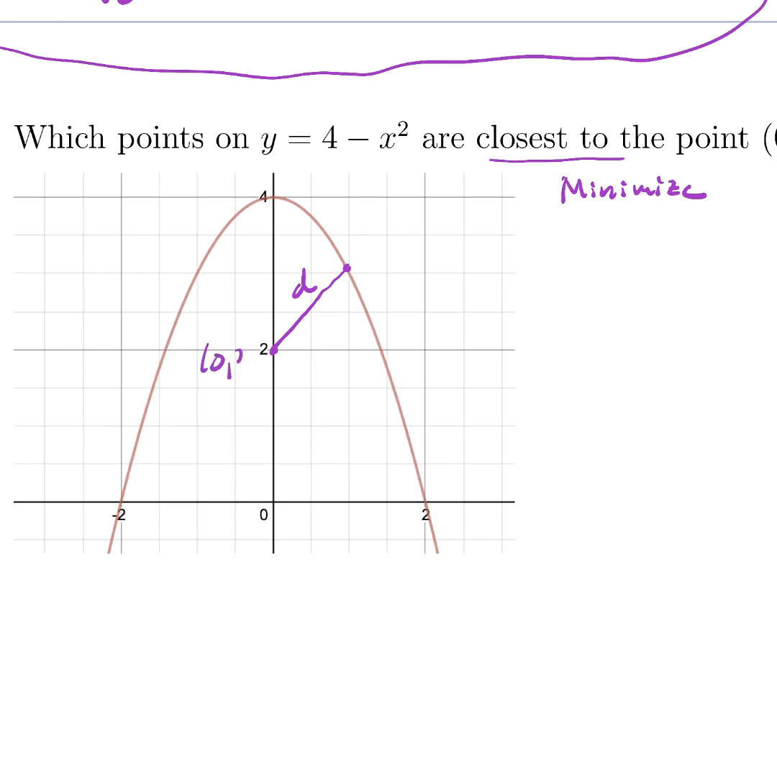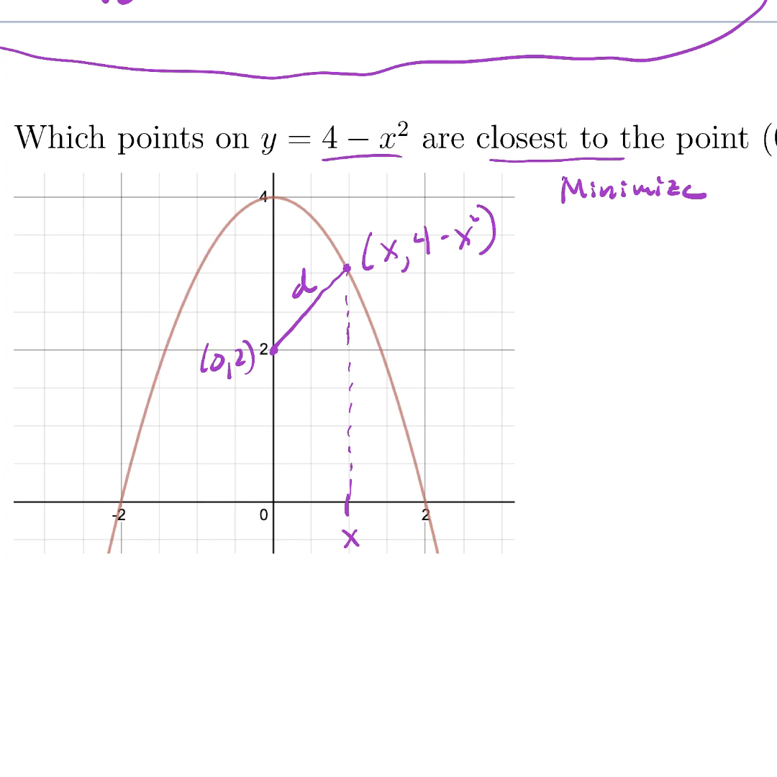Here's the point 0, 2. Well, what's this point? I don't know, right? You're going to say, oh, it looks like it's 1, right? It is where I happen to draw it, but that's the thing I want to find. What is the appropriate x value to minimize that? So I'll just call it x, and that means it has coordinates x by 4 minus x squared, because that is our function.